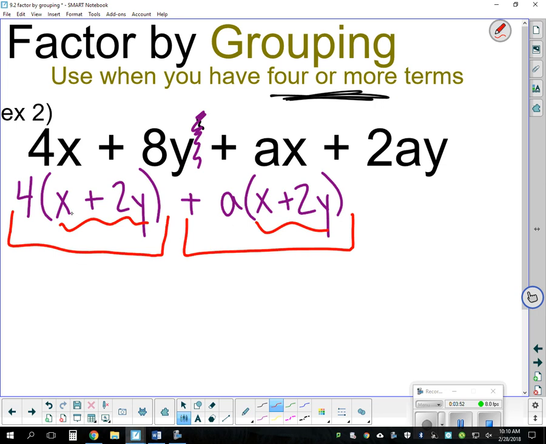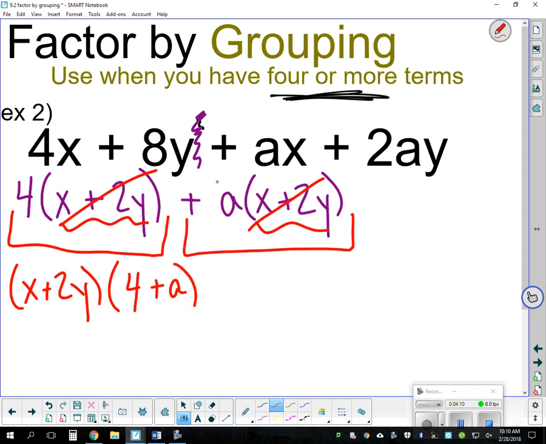Both terms have x plus 2y. So I can factor out that x plus 2y. If I take that out, in the first term, all that I would be left with is a 4. And if I take it out of the second term, all that I would be left with is an a. So it turns out that this factors into x plus 2y times 4 plus a. Keep in mind, that is your answer, but you can check your answer.